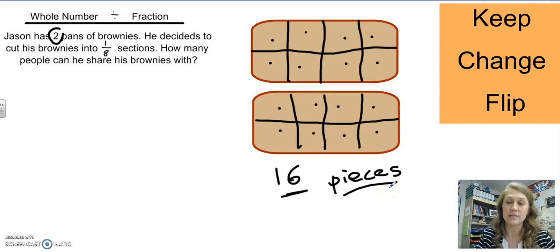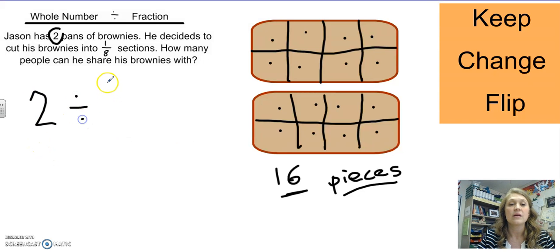Now let's look at it using standard algorithm. The problem that we're solving is 2 pans of brownies divided into 1/8 pieces or sections. We're going to use this over here, keep, change, flip, to help us figure out how to solve it using standard algorithm. The first thing that we're going to do is keep the first fraction the same.